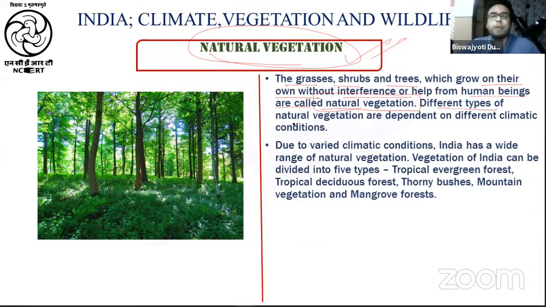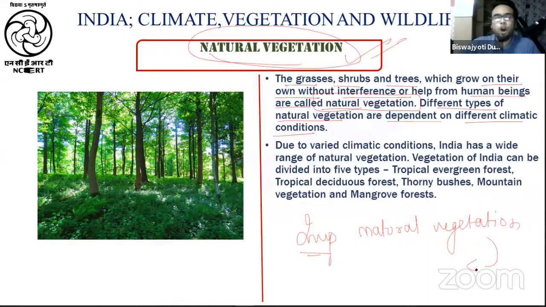And different types of natural vegetation are dependent on different types of climatic conditions. This point is very important. The type of natural vegetation that we will see in a particular place depends on what? It depends upon climatic factors. By climatic factors, I mean it will depend upon rainfall, and it will also depend upon the temperature of a particular place.